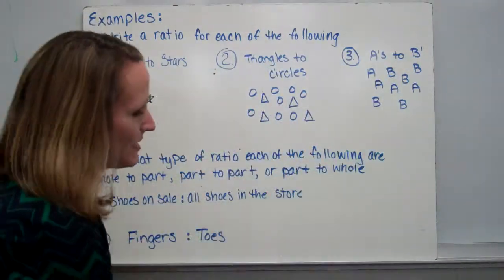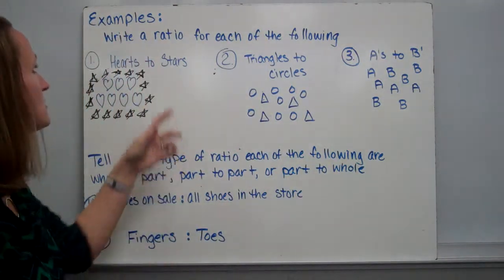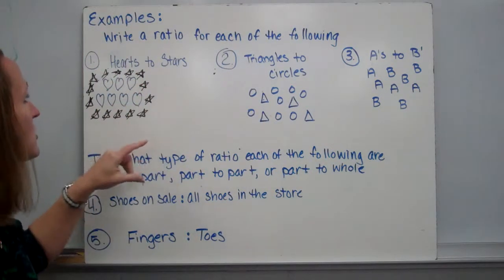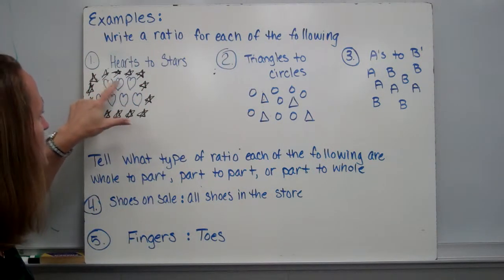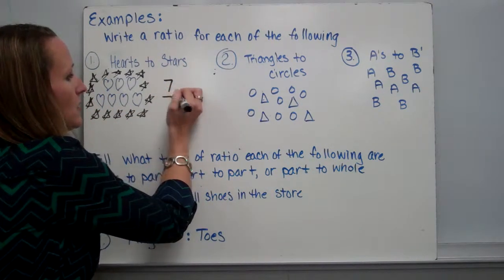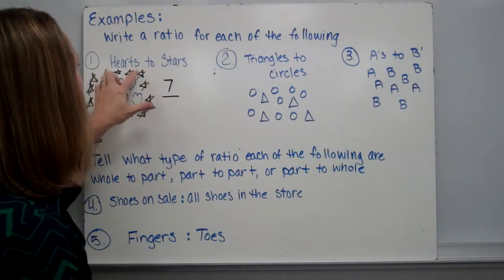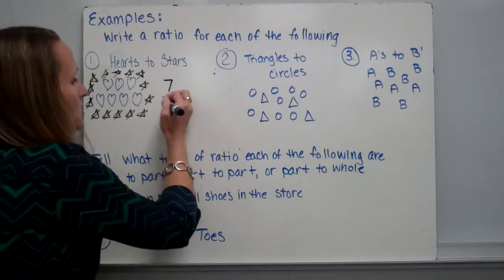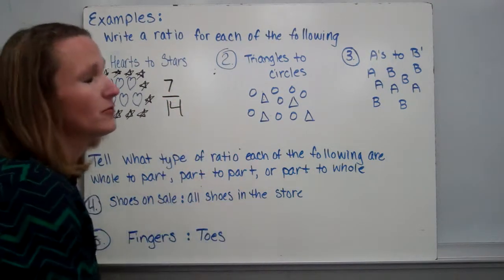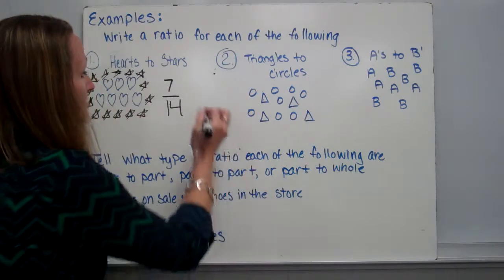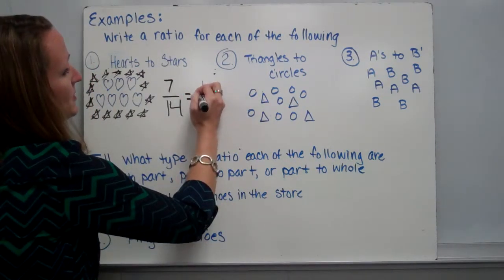So let's do some examples with ratios. Let's write the ratio for each of the following. The ratio of hearts to stars. We would count the number of hearts: 1, 2, 3, 4, 5, 6, 7, over the number of stars: 1, 2, 3, 4, 5, 6, 7, 8, 9, 10, 11, 12, 13, 14. So we have a ratio of 7 over 14. A ratio is simply a fraction, but then we have to write it in simplest form. So 7 over 14 simplifies to 1/2.